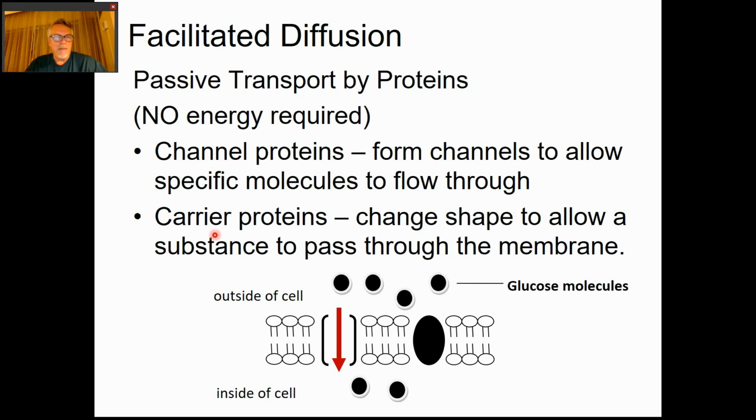A carrier protein is the same basic idea, except it's not like a tunnel. What a carrier protein does is bind to or grab onto its target molecule, and when it grabs onto that molecule, the carrier protein changes its shape to push the molecule to the other side of the membrane. Again, it's passive transport. It's no energy. It's moving from where there are more of something to where there are less. But the difference is a carrier protein doesn't have a tunnel or a pore through the middle of it. A channel protein does. All right?